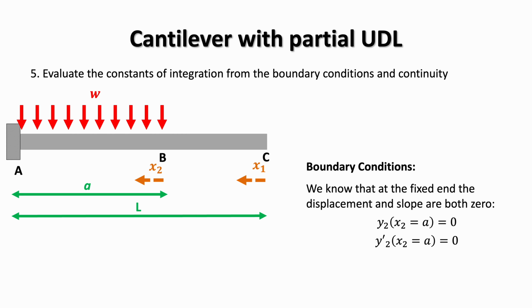So let's now look at these conditions. We'll start with the boundary conditions. Now, because we have used two different coordinates, we need to be very careful about where the fixed end is in terms of the regions.